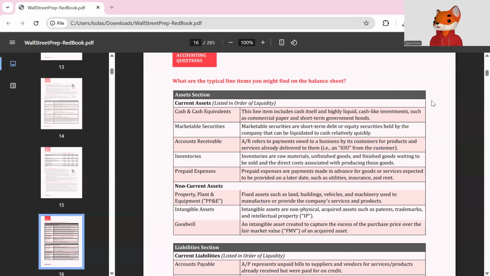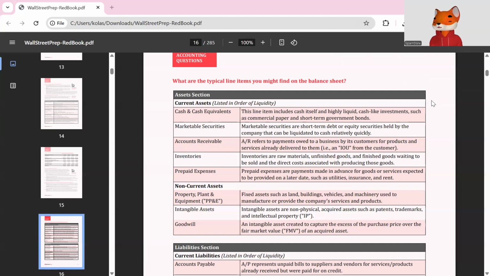So, delving into each line item, cash in current assets, cash and cash equivalents. This line item includes cash itself and highly liquid, cash-like investments such as commercial paper and short-term government bonds. Marketable securities. These are the short-term debt or equity securities held by a company that can be liquidated to cash relatively quickly. Accounts receivables refers to the payments owed to a business by its customers for products or services already delivered to them.